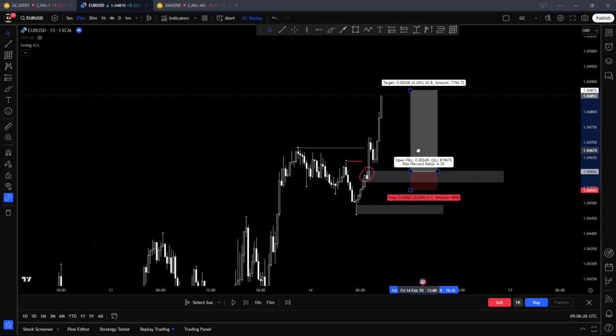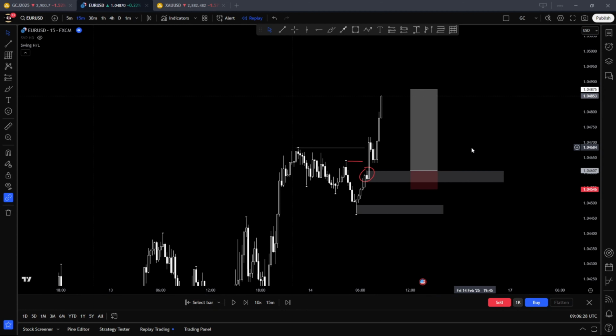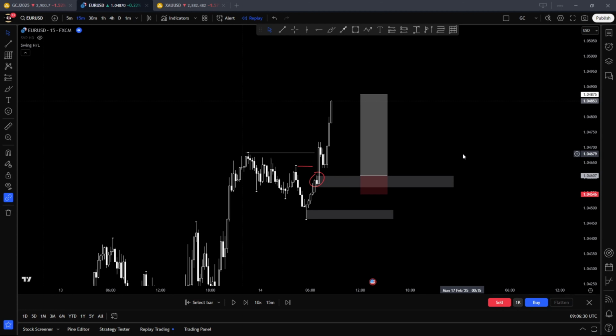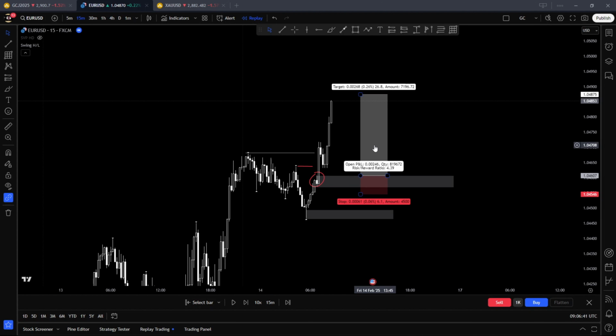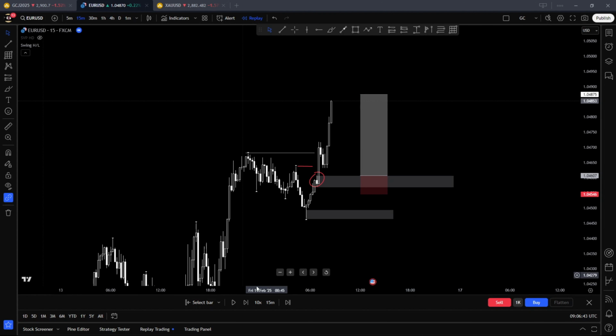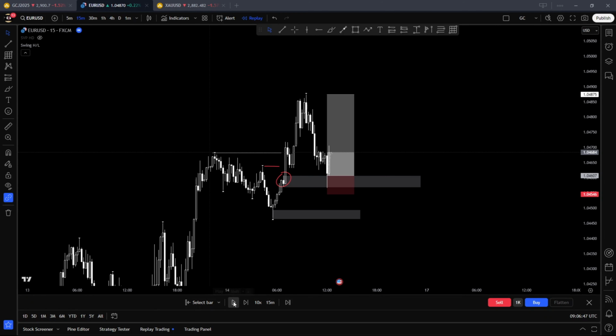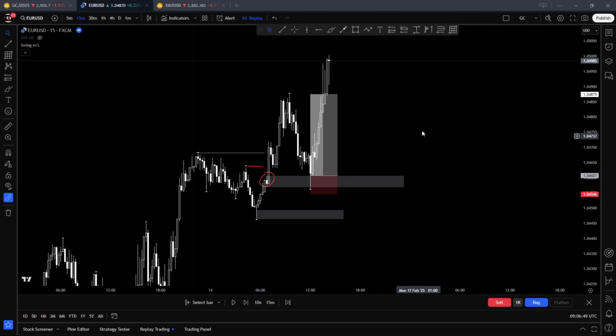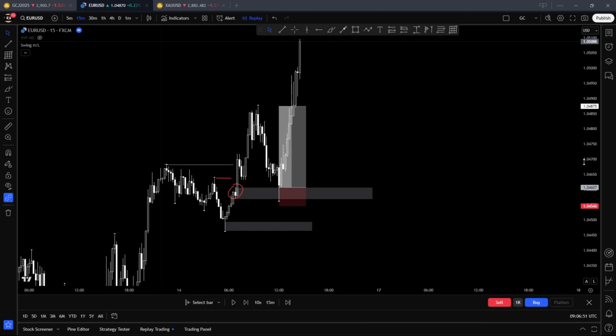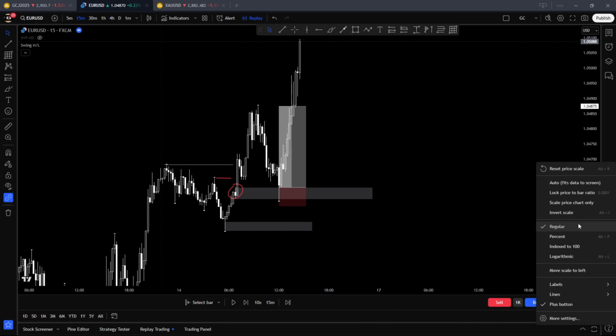Now, I'm not pointing at the inducement because I've not tackled inducement. So after that, I'm going to tackle inducement also in this video. And then we come back to the same example to see what the inducement is. Now, if this really broke the structure high, then it means that this is our demand zone that we need to focus on. And of course, that's where price came quickly and then tapped into it before it went to the upside.